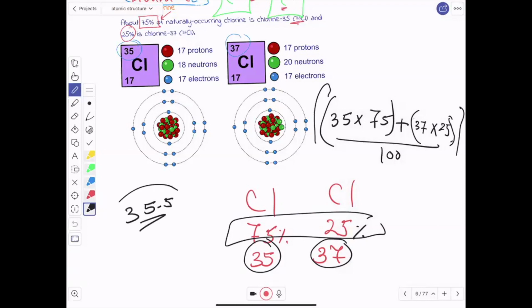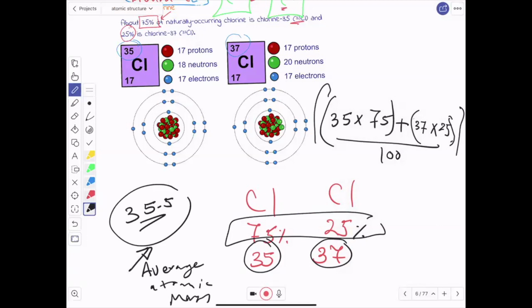What am I going to call this number? This number is going to be called average atomic mass. So it's the average atomic mass after considering the percentage abundance of each one of these elements.